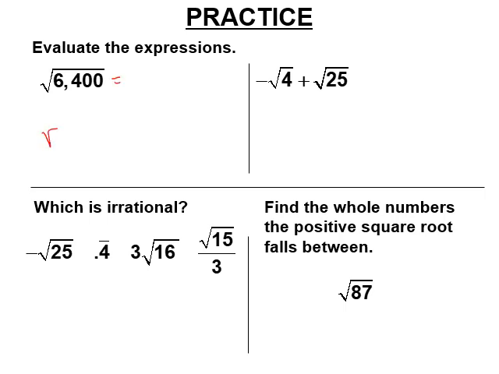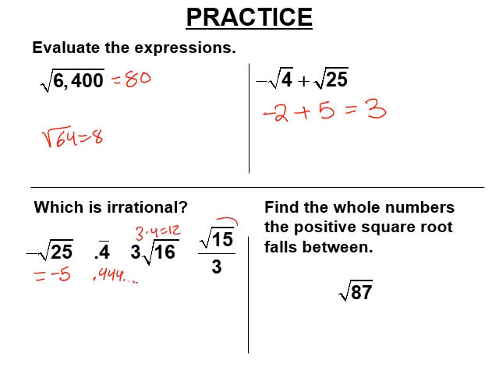Square root of 64 is 8. The square root of 6,400 is 80. The negative square root of 4 is negative 2. The positive square root of 25 is 5. Negative 2 plus 5 is positive 3. That's negative 5. That's a repeating decimal. That's 3 times 4, 12. The irrational one is the one with the irrational square root in it.